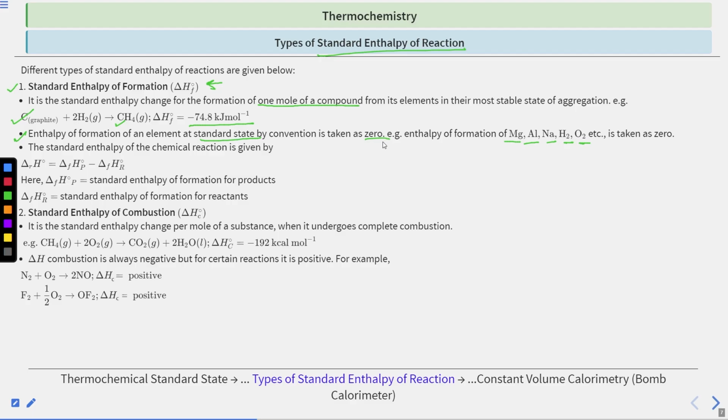taken as 0. And the standard enthalpy of chemical reaction is equal to the standard enthalpy of formation of products minus the standard enthalpy of formation of reactants. So this is the equation, and here ΔfH° P is the standard enthalpy of formation for products, and ΔfH° R is the standard enthalpy of formation of reactants.